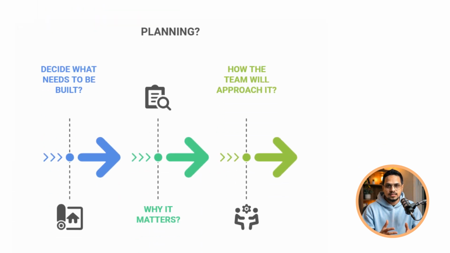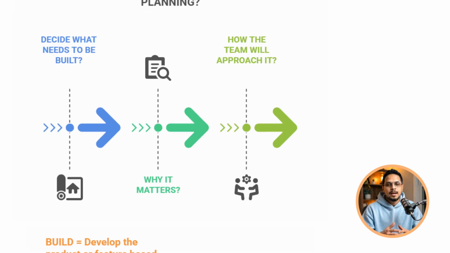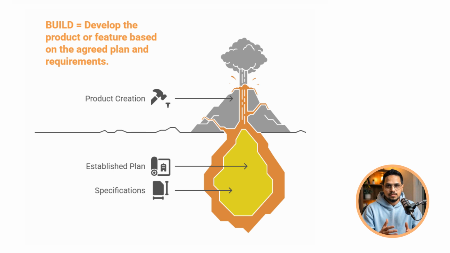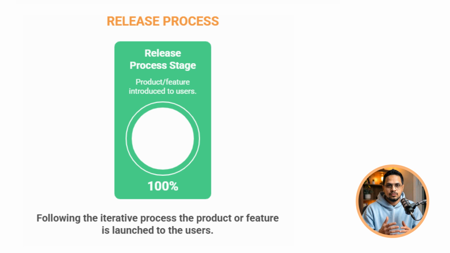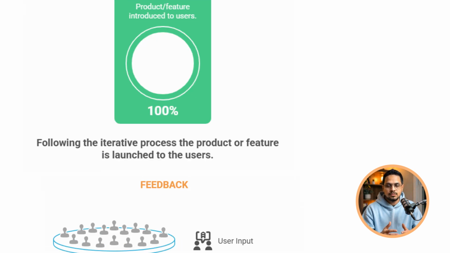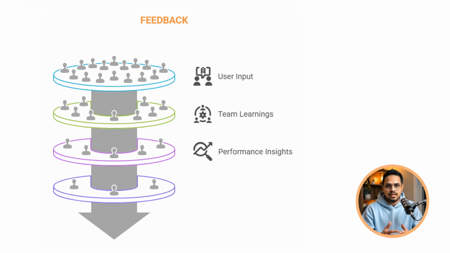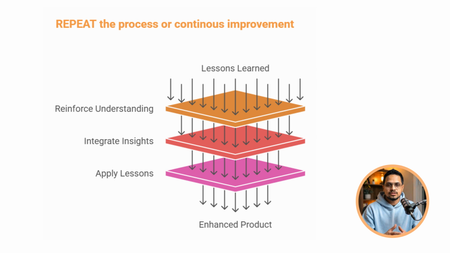Now, planning means deciding what needs to be built, why it matters, and how the team will approach it. Build is to develop the product or feature based on the agreed plan and requirements. Then comes testing, which is to check that everything works properly and fix issues before launching it. Then we have the release process through which the product or feature is launched to the users. Then it's time to take the feedback: user input, team learnings, and performance insights. And finally, repeat what you've learned to improve the product in the next cycle.